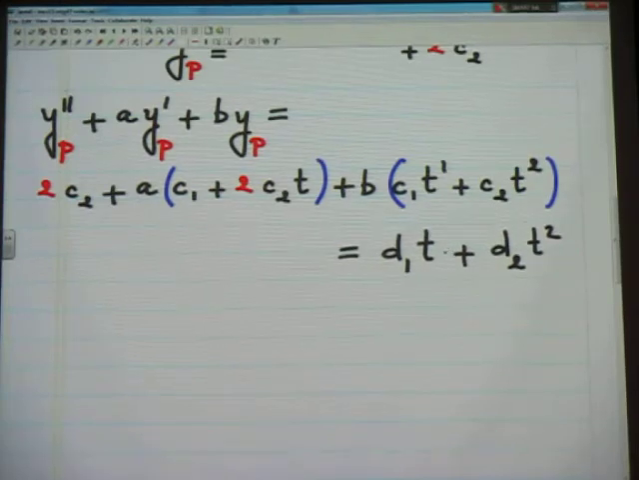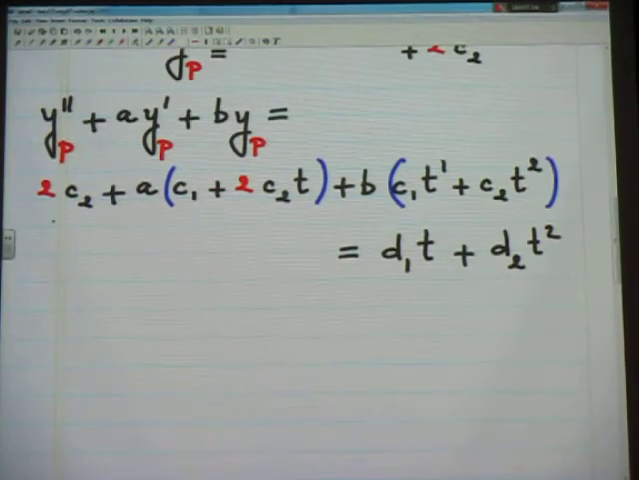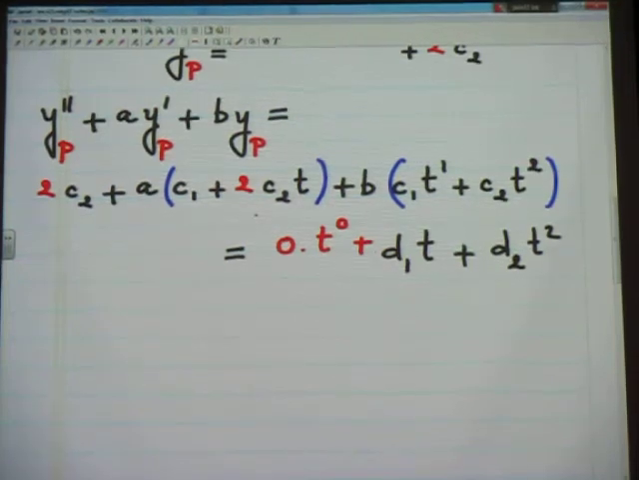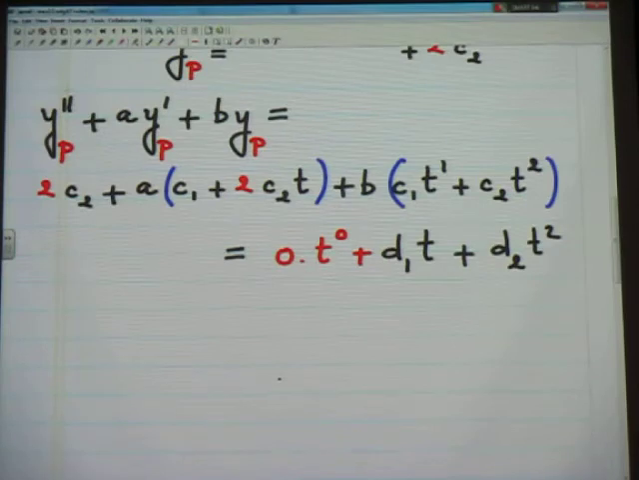Okay, so you have 2 unknowns, but 3 equations. Okay, because you can think of this as zero times t to the power 0.